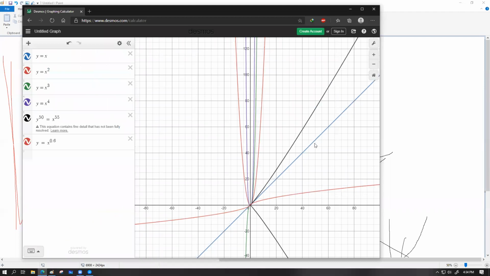This is the straight line. Have a look. This is the straight line. But all of the other lines that you can see over here, they're all curves. All of them. That's what I meant.